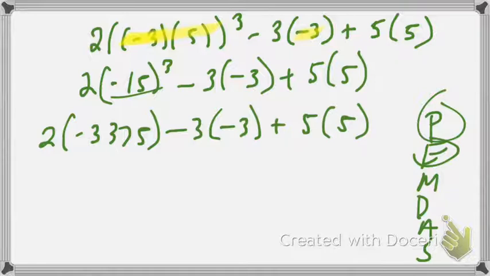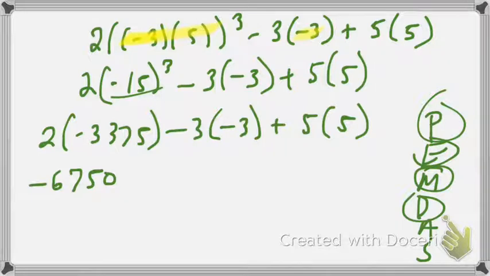Okay, now I'm going to look to multiply or divide, whatever one comes first, as I look at this from left to right. There's no division, there's just multiplication. So I have -3,375. I'm going to multiply that by 2, and I get -6,750.